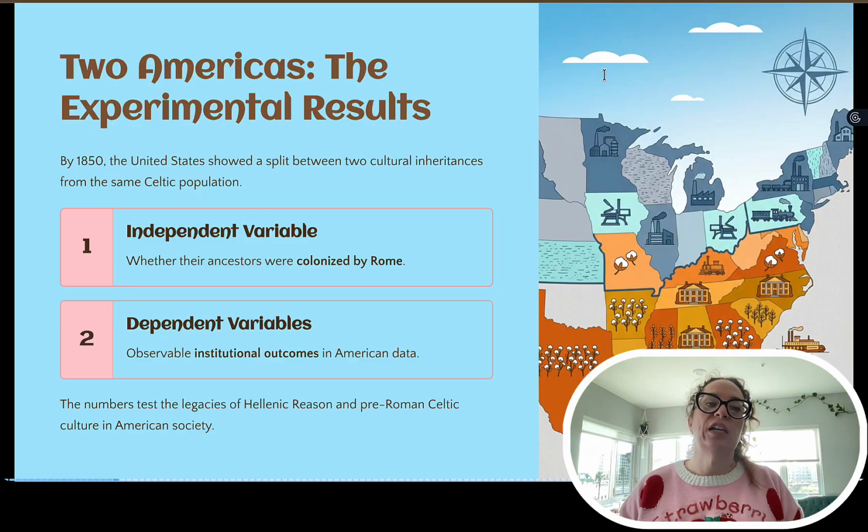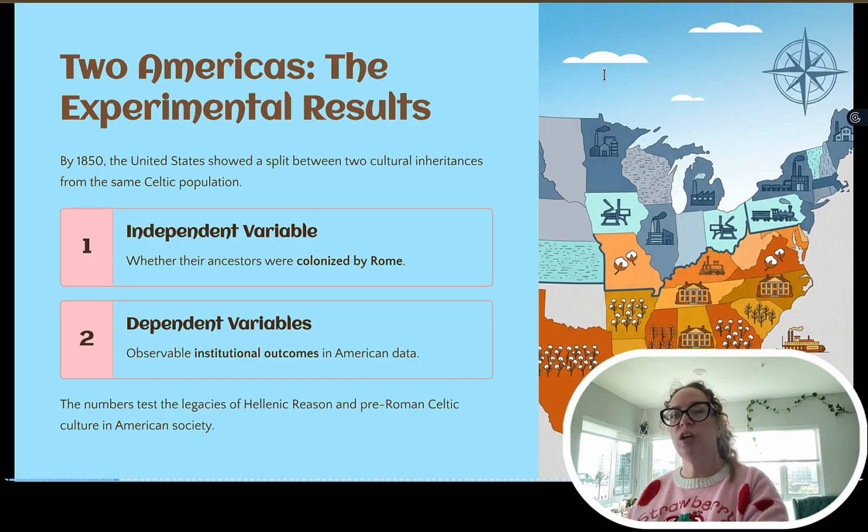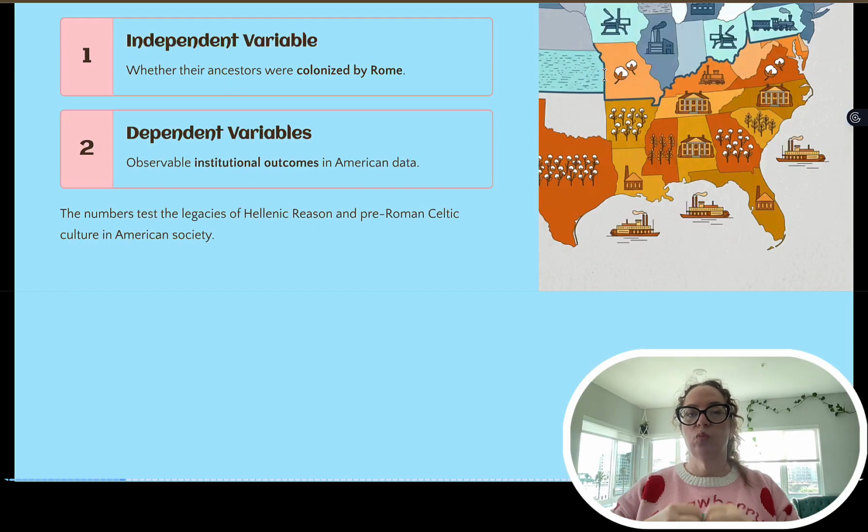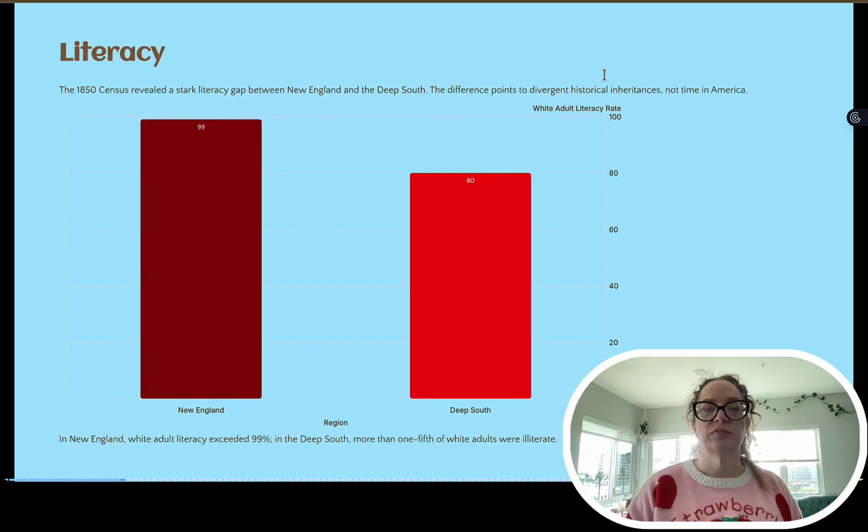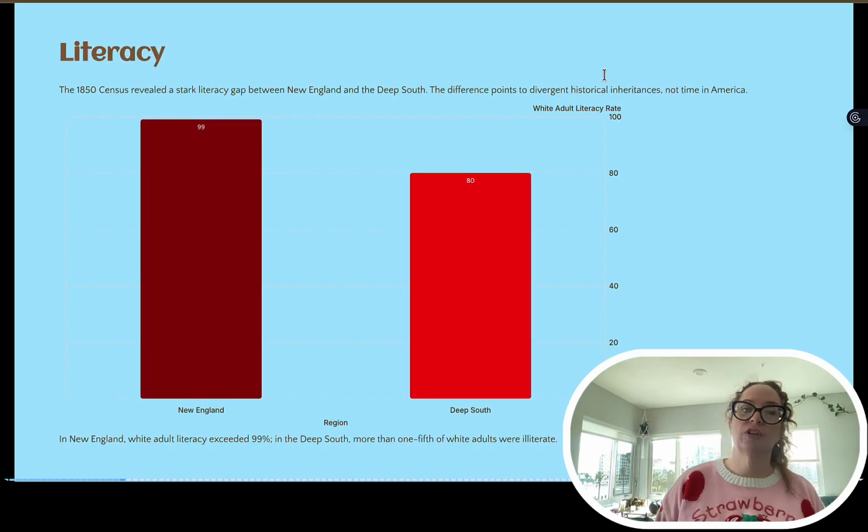So the question we're going to ask is, what do the numbers show? Remember what we established at the very beginning. This is a natural experiment. The two groups are the cultural descendants of the same original Celtic population. The independent variable is whether or not their ancestors were colonized by Rome. Were they colonized or were they not? The dependent variables are the institutional outcomes that we can measure in American data. So independent variable: colonized by Rome, not colonized by Rome. Dependent variable: what happened because of that? And that's the research that we're going to do today, the stats that we're going to run.